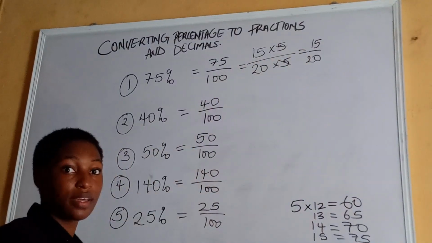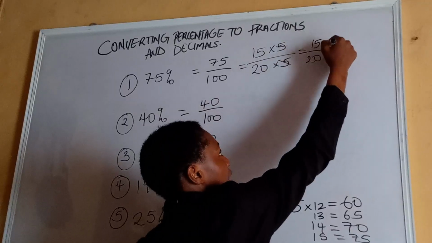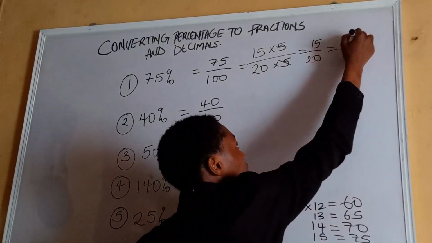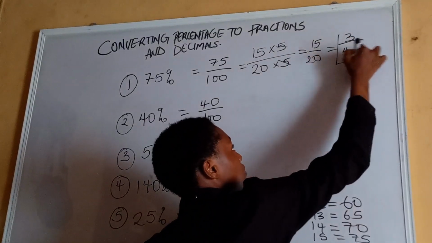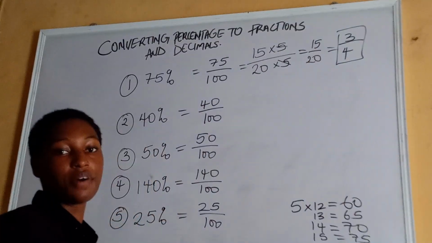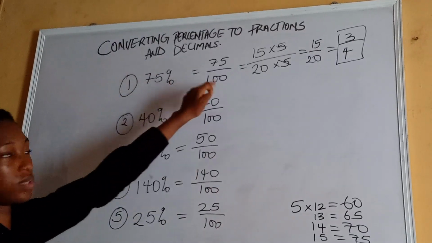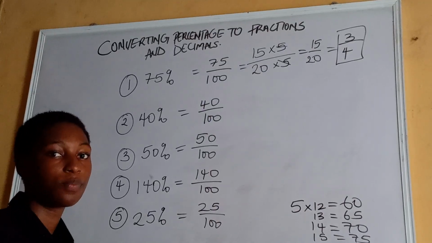Now you can further simplify. You can simplify through by 5 again. So if you simplify this by 5, you're going to have 15 divided by 5, which is 3, and 20 divided by 5 is 4. So your answer is going to be 3 over 4. So whenever you convert to fraction form, you don't leave your answer that way. You have to simplify to its simplest form.